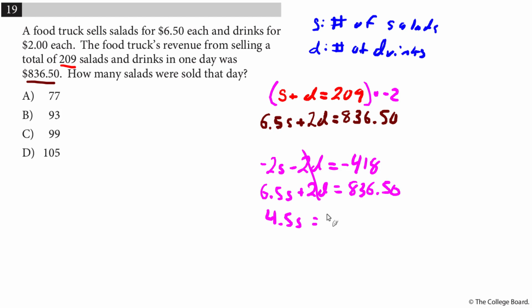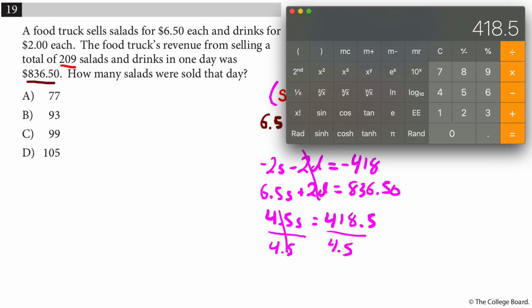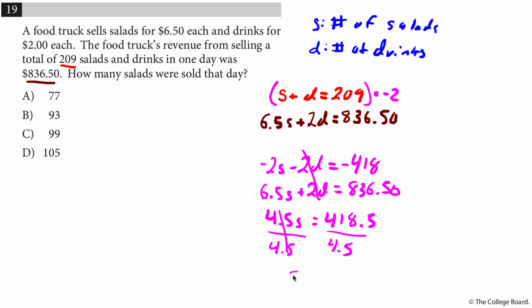So, and now, to solve this, I'll divide both sides by 4.5, and do that in the calculator because I don't have a calculator in my head. So divide by 4.5, and I get 93. So the number of salads is 93. Let me check. I want to know how many salads were sold, so there's my answer.